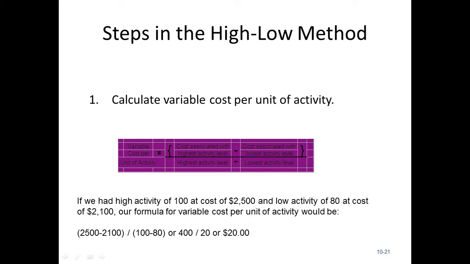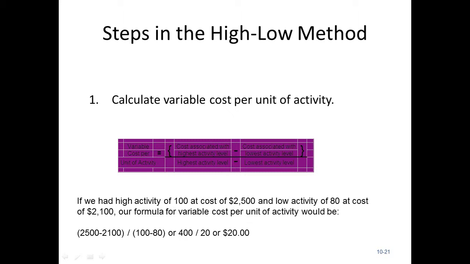So the first step in the high-low method is to calculate the variable cost per unit of activity. It's very helpful here to determine which data points are the high and low activity level, that is the cost driver. Note that there are 2 data points. Then for the numerator, subtract the cost associated with the lowest level of activity from the cost associated with the highest level of activity and divide that into the denominator, which is the highest level of activity less the lowest level of activity.